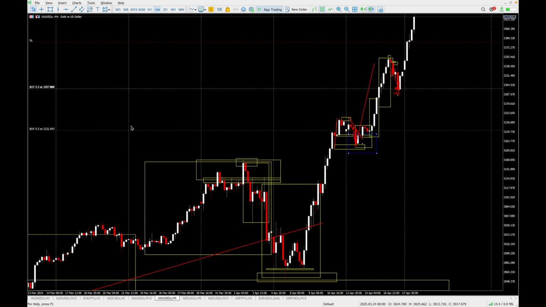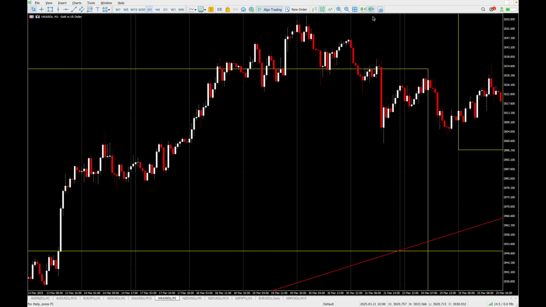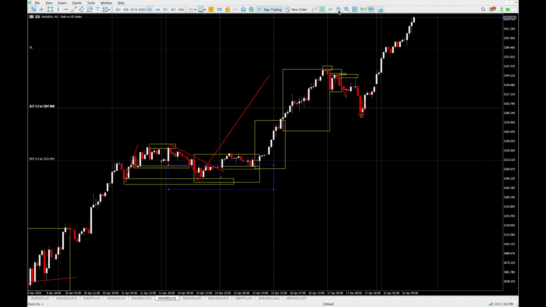But this applies for higher time frames as well. All right, so as you can see, we entered that trade, and on this trade that I currently have right now, which I have been talking about, right?